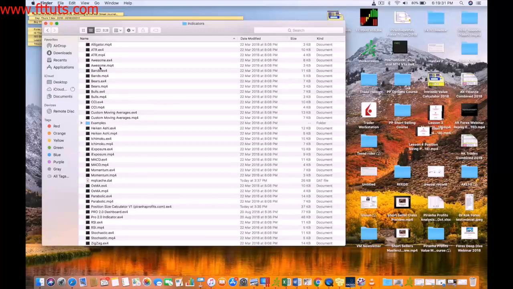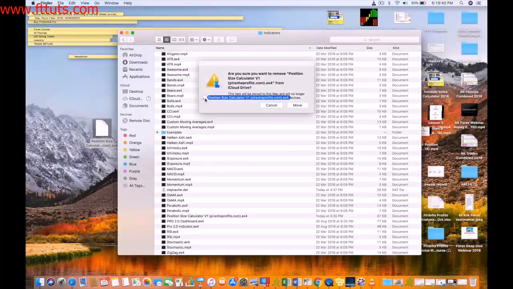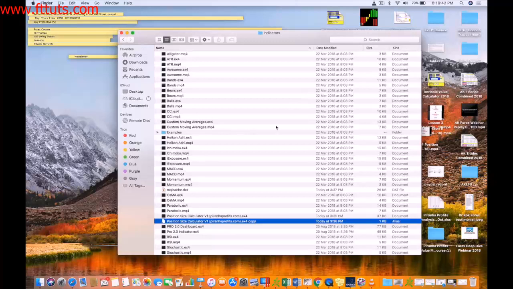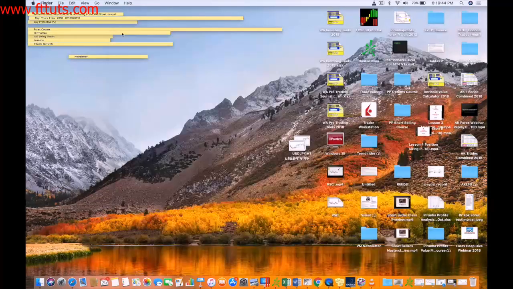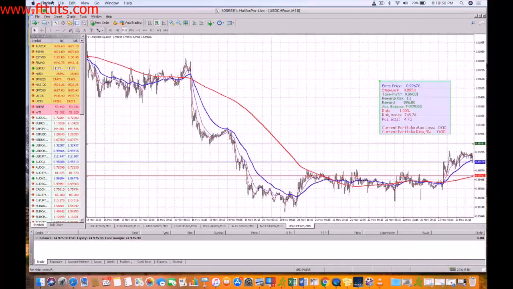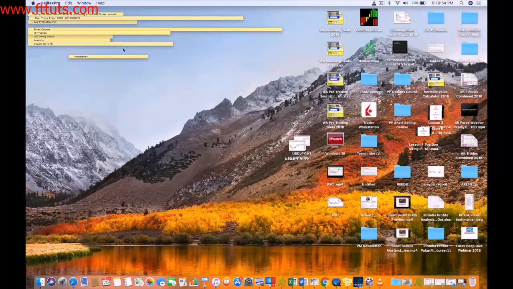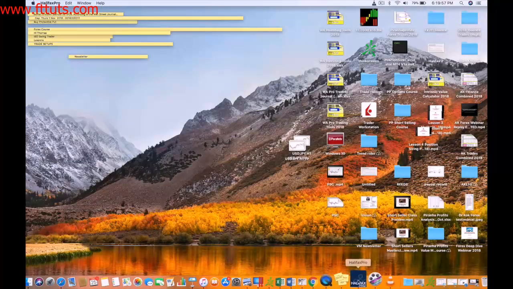In this folder, you have all the indicators that you can put in. In this case, I will put in the position sizing calculator, drag and drop it in. There we go. Once it's in there, close it, and then close your MT4 platform. You have to close your MT4 platform, and then restart it again.